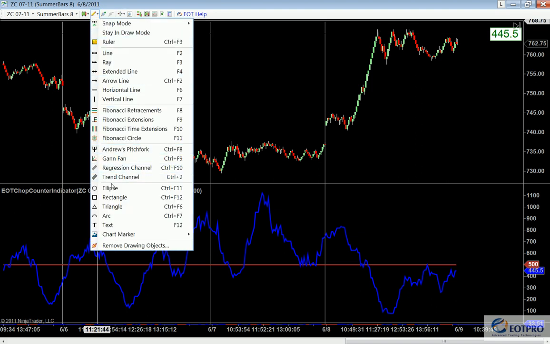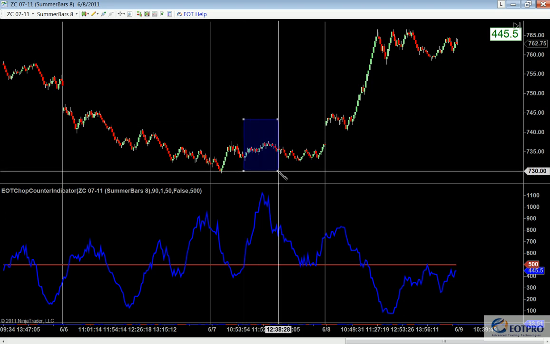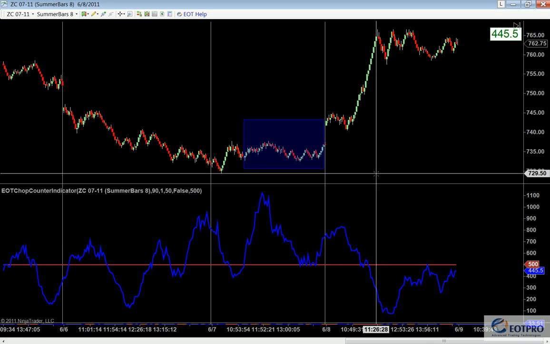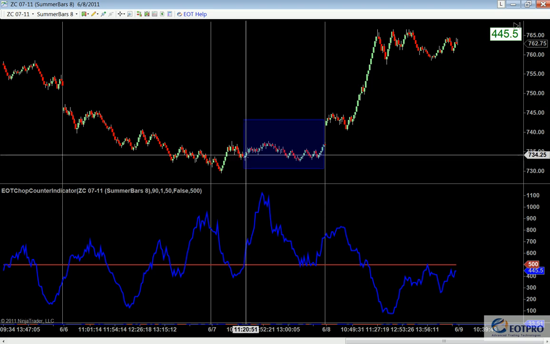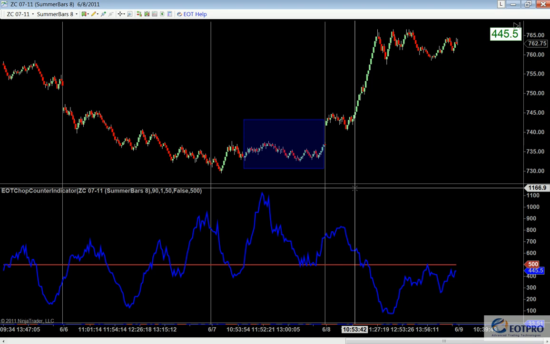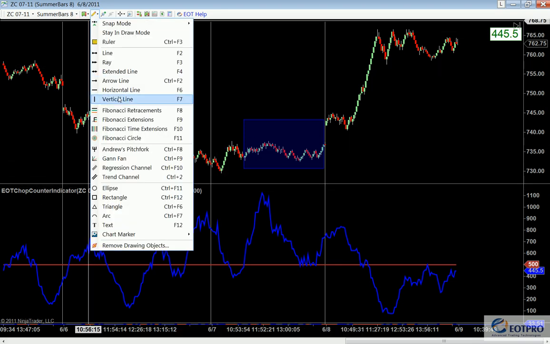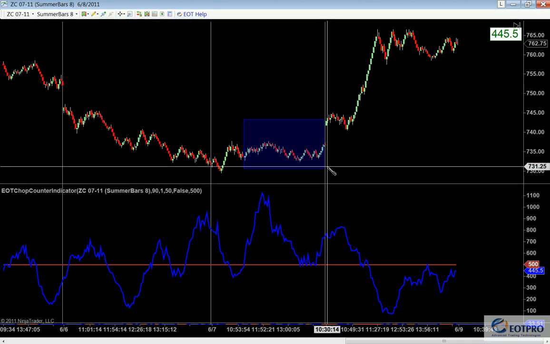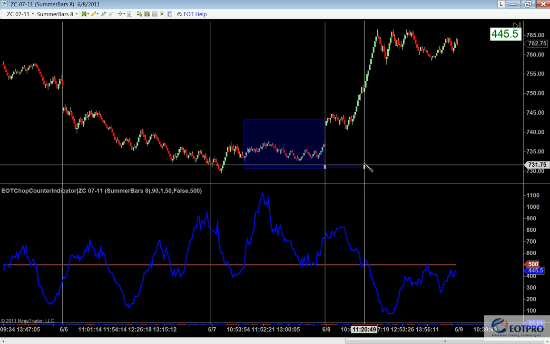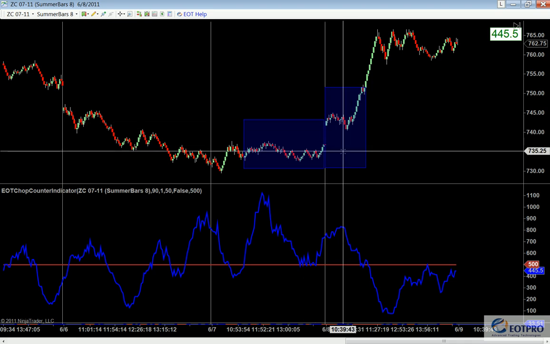So let me just bring over a rectangle here and see that here through all the way to here was choppy. And it was. And if you can avoid trading in this time, you are really doing well. And you are doing fantastic. Let me bring up another rectangle area. Let me just go forward. So we're still choppy. Okay? If you can avoid trading in here, that's good too.